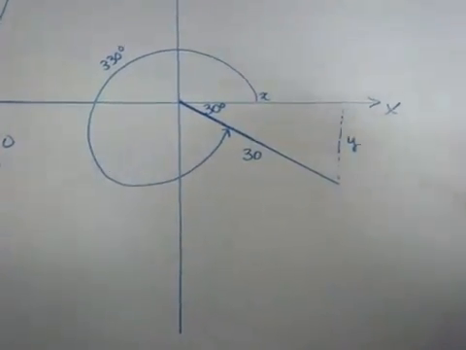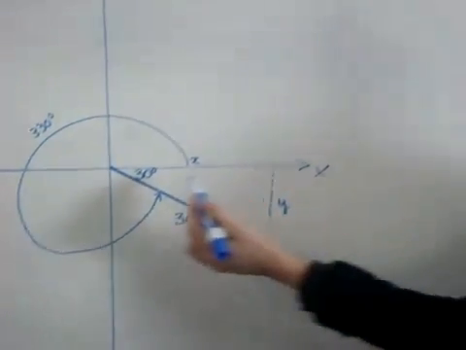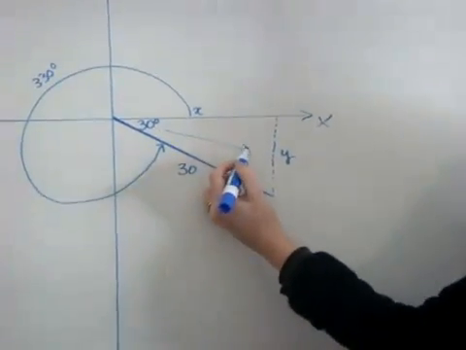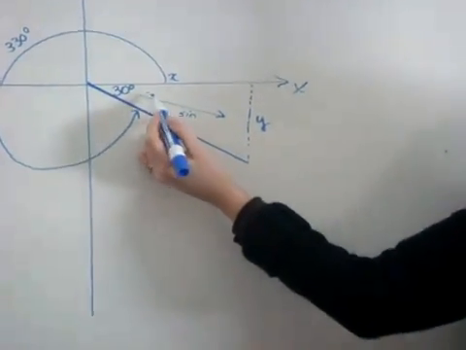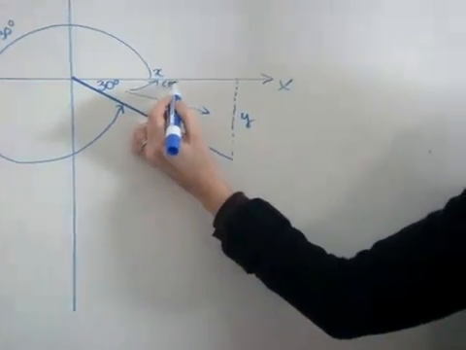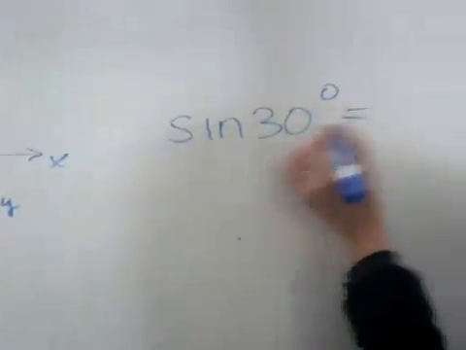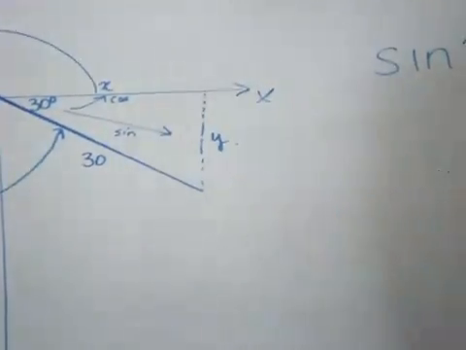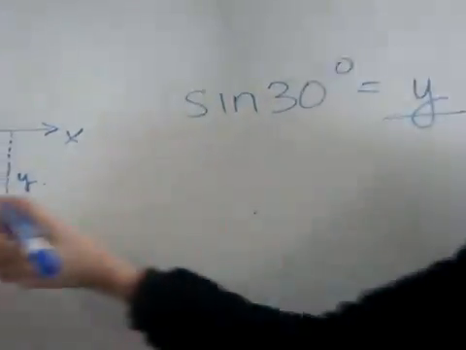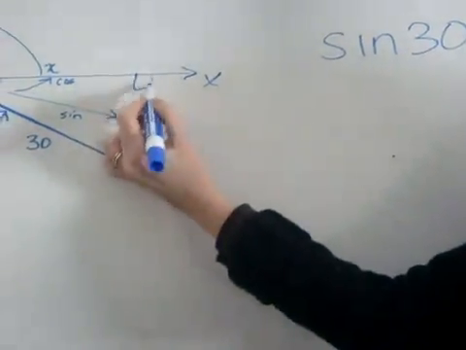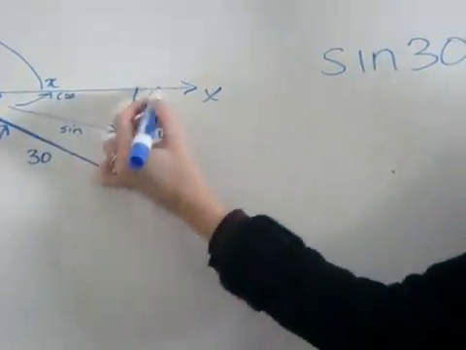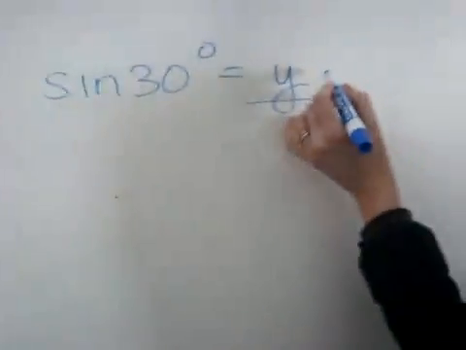Now to find x and y, that's our SOHCAHTOA stuff. So we know the opposite is sine and the adjacent is cosine. So we're going to say the sine of 30 degrees equals the opposite, which is y, over the hypotenuse. Remember, the hypotenuse is the longest side and it's opposite the right angle.